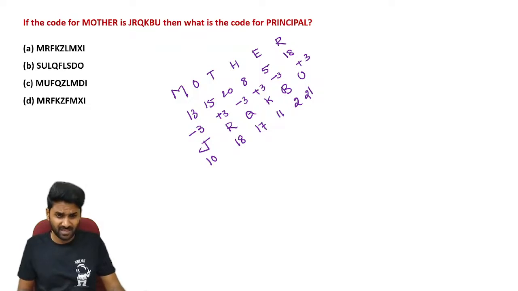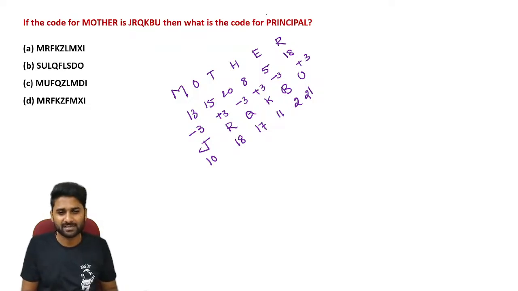Now, here the question you have to identify is what is the code language for principal. So P is the 16th letter. Minus 3 is the 13th letter, and the 13th letter is M. Try to eliminate the options. R is 18. 18 plus 3, the 21st letter is U. So we have only one option as a second letter, U.